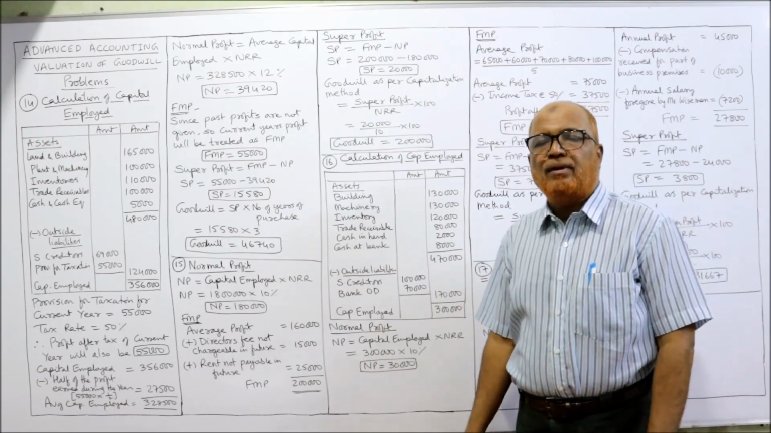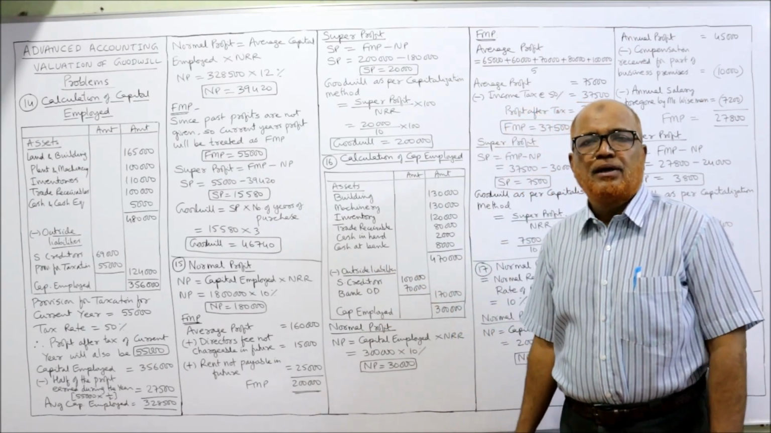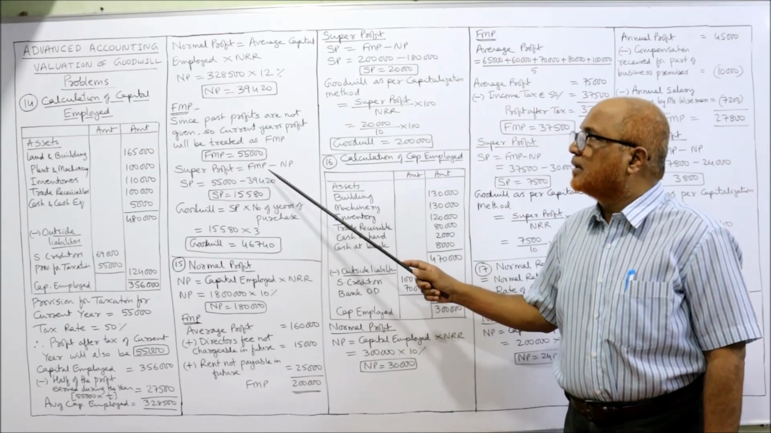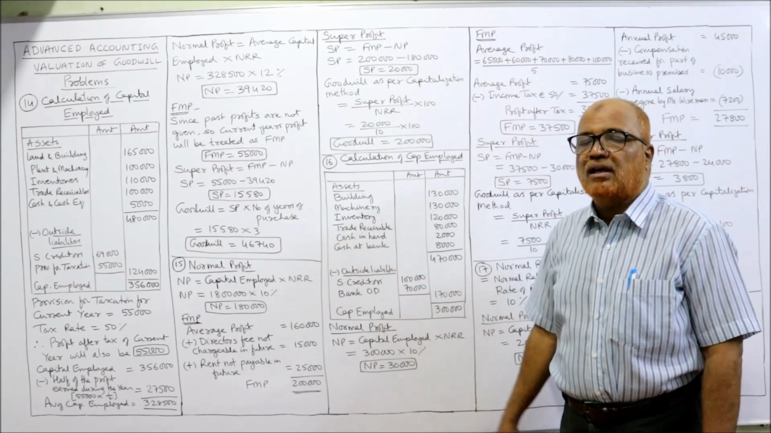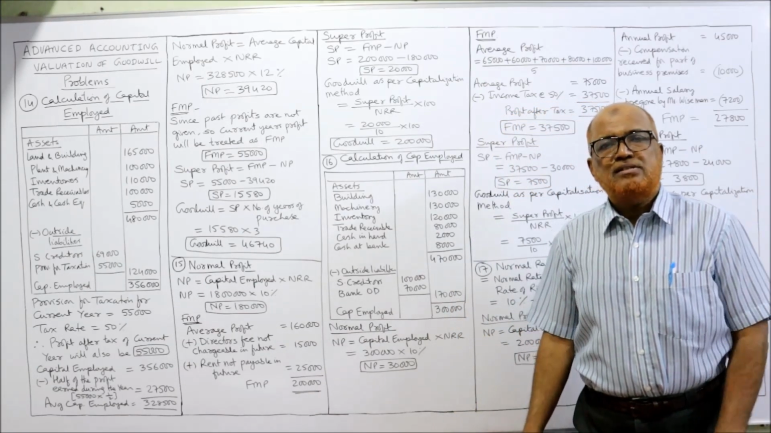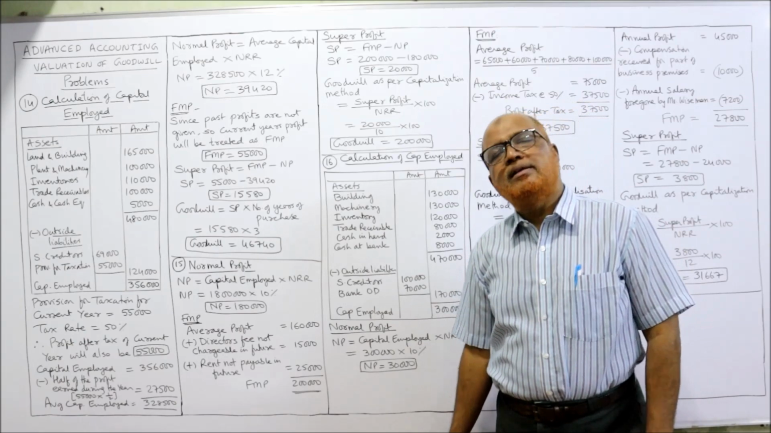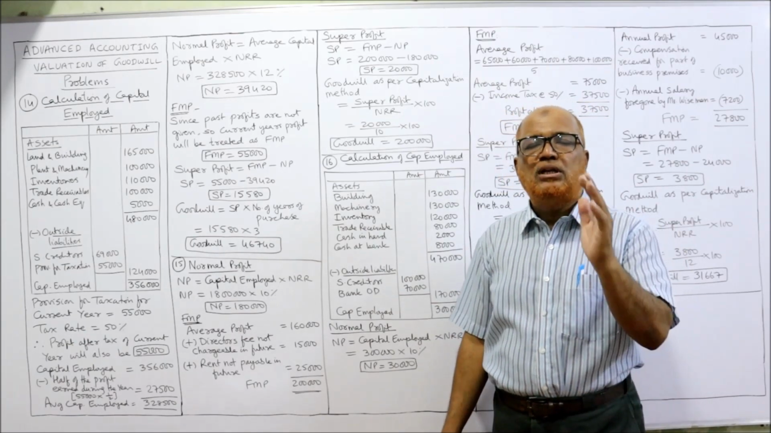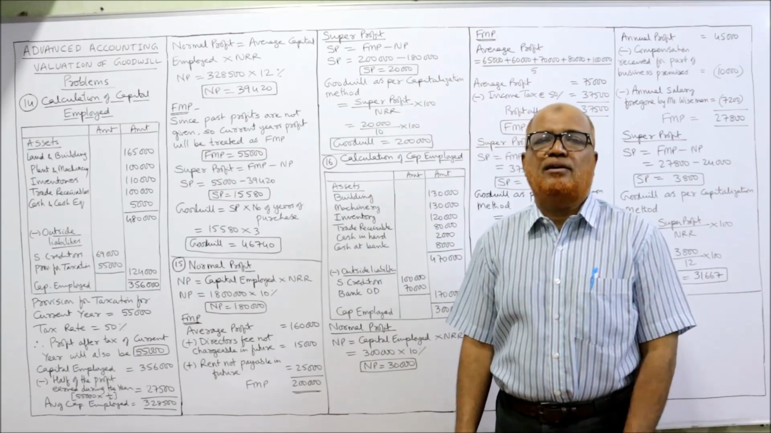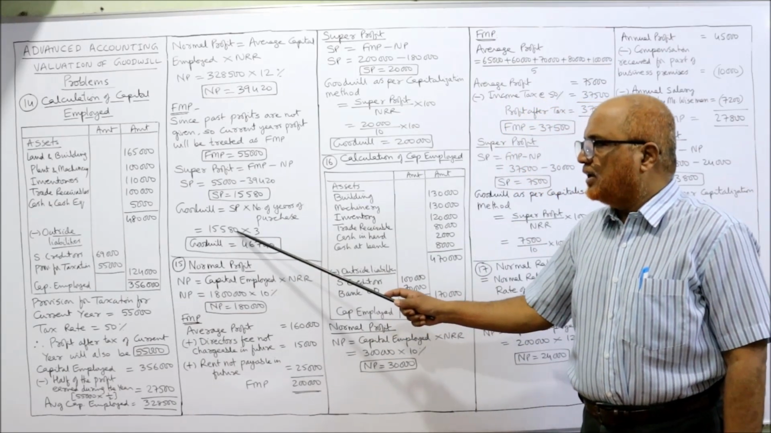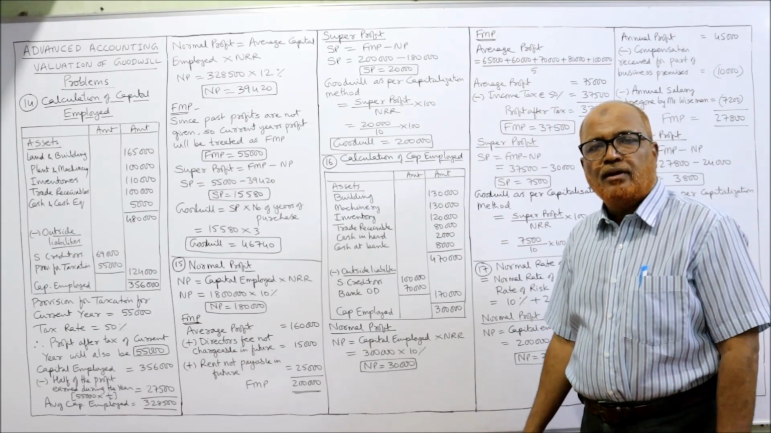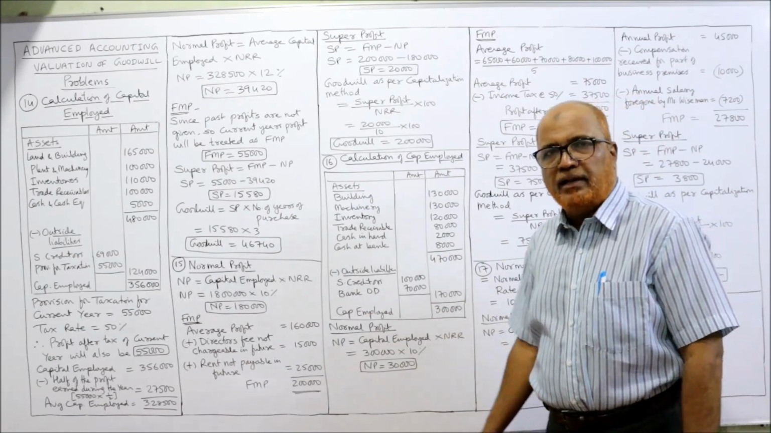Super profit is FMP minus NP. So FMP 55,000 and NP is 39,420. Deduct, we will get 15,580 as the SP, super profit. Now simply we substitute in the formula: goodwill is equal to super profit into number of years of purchase, that is given in the problem, 3 years. So multiply 15,580 into 3, 46,740, that's all. This is the end of problem number 14.